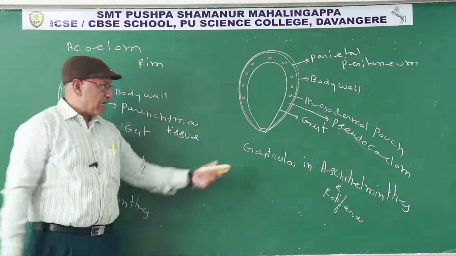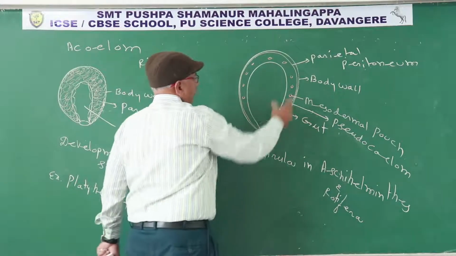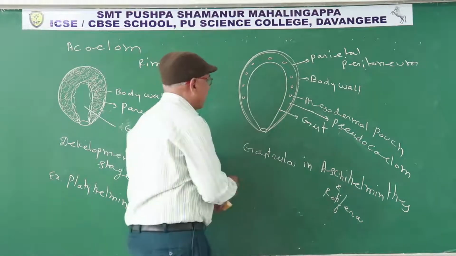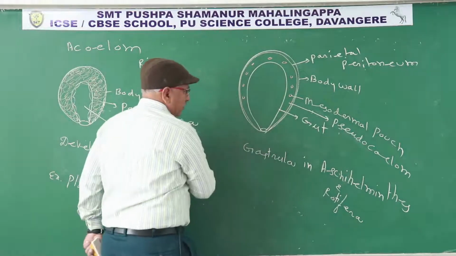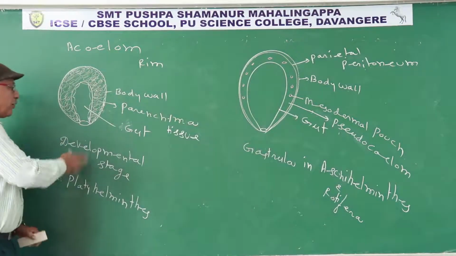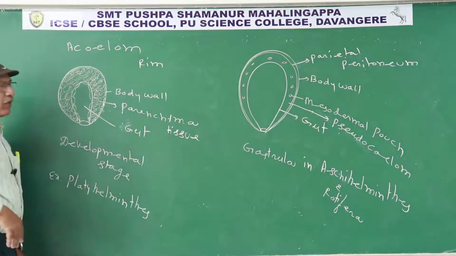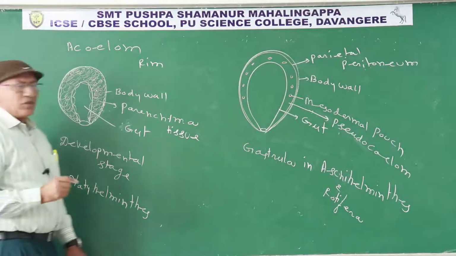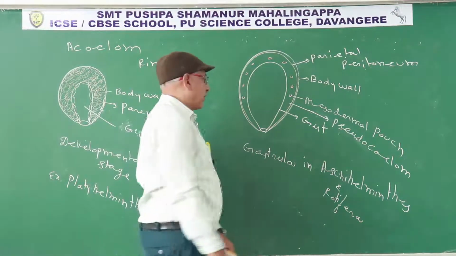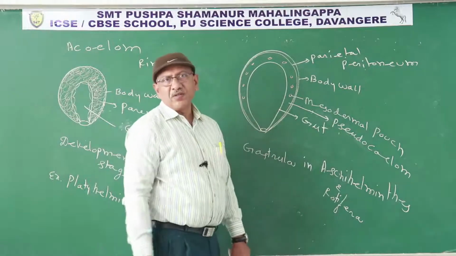Gastrula in Aschelminthes. You already know the developmental stage: outer body wall, inner alimentary canal. The cells are the same as in all animals. In Platyhelminthes, what happened? The cells present at the rim of the gastrula undergo repeated mitotic division, and parenchyma tissue is formed. So in members of Aschelminthes and Rotifera, the cells present at the rim of the gastrula undergo repeated division.